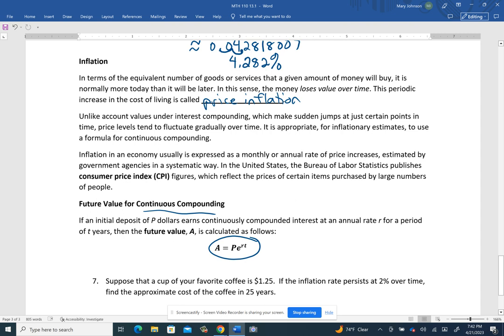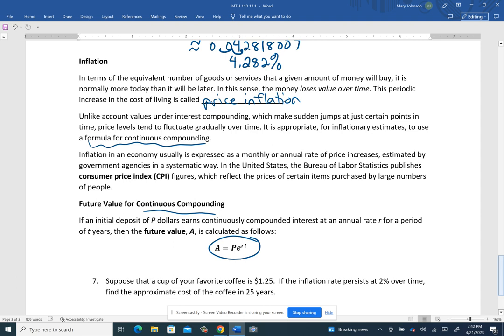If you have a bank account where interest is compounded monthly, that means everything's going along, nothing's happening, and then at the end of a month they calculate your interest, and all of a sudden you have a sudden jump in how much is in your bank account. Then another month goes by and you have another sudden jump. With inflation, that's really not what happens. The price levels tend to fluctuate continuously, but gradually over time. So it's more appropriate to use the formula for continuous compounding for this situation.